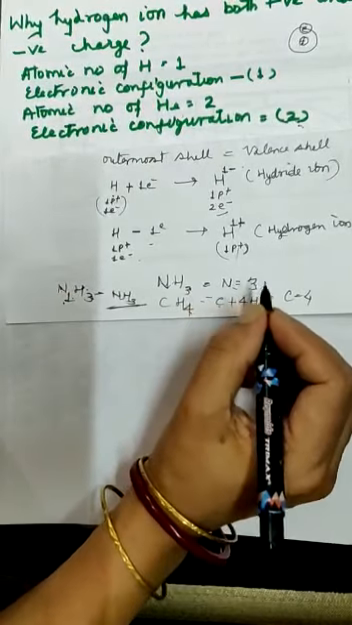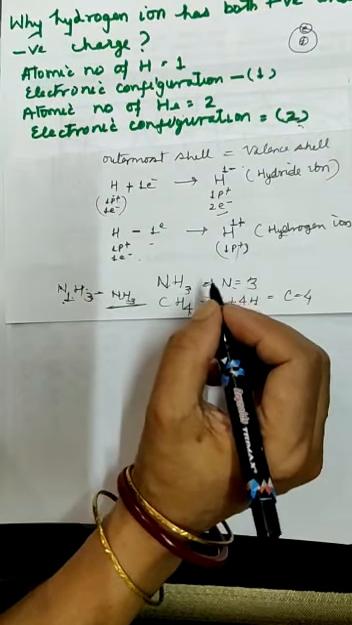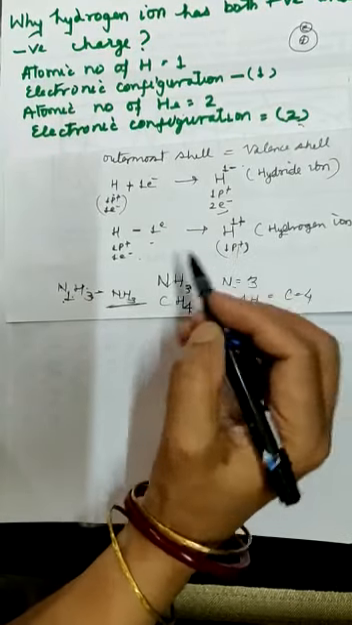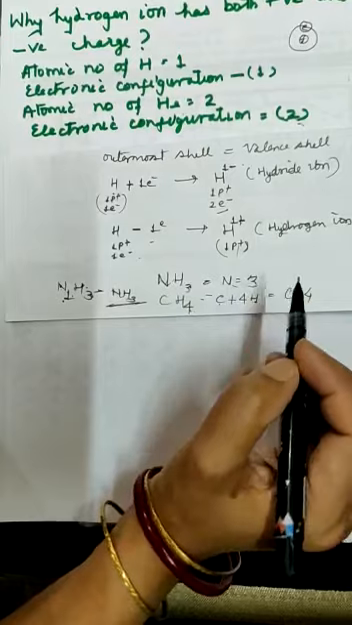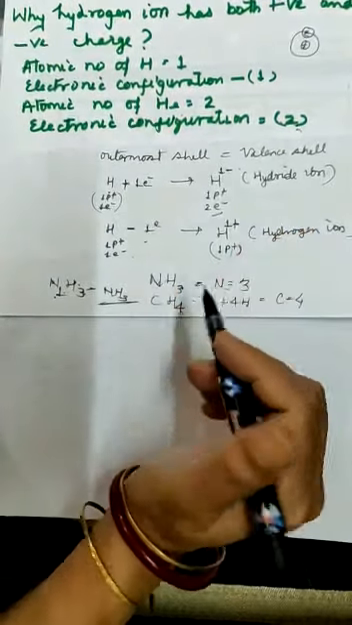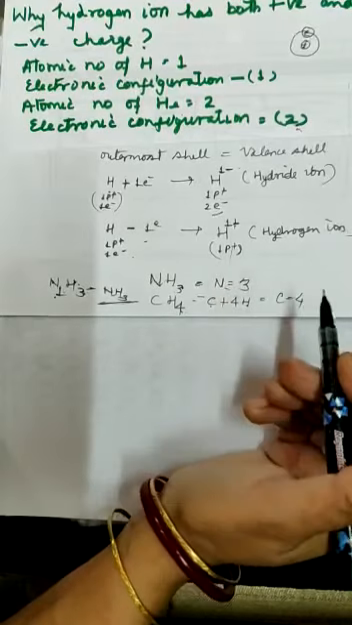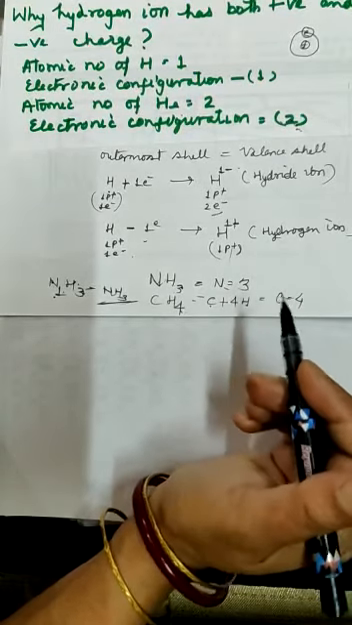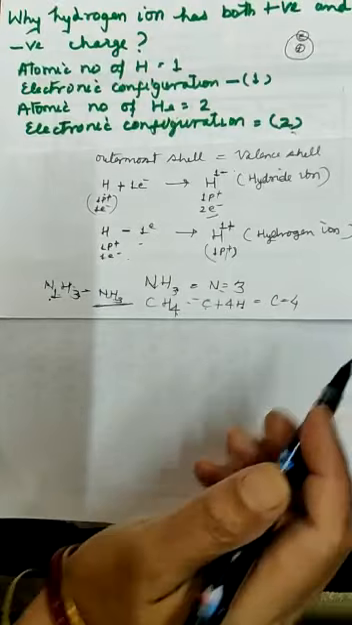But the better method of defining valency is, as we have already discussed, that valency is the combining capacity of an element. It is equal to the number of electrons given, taken or shared by one atom of an element during a chemical reaction. That's all.